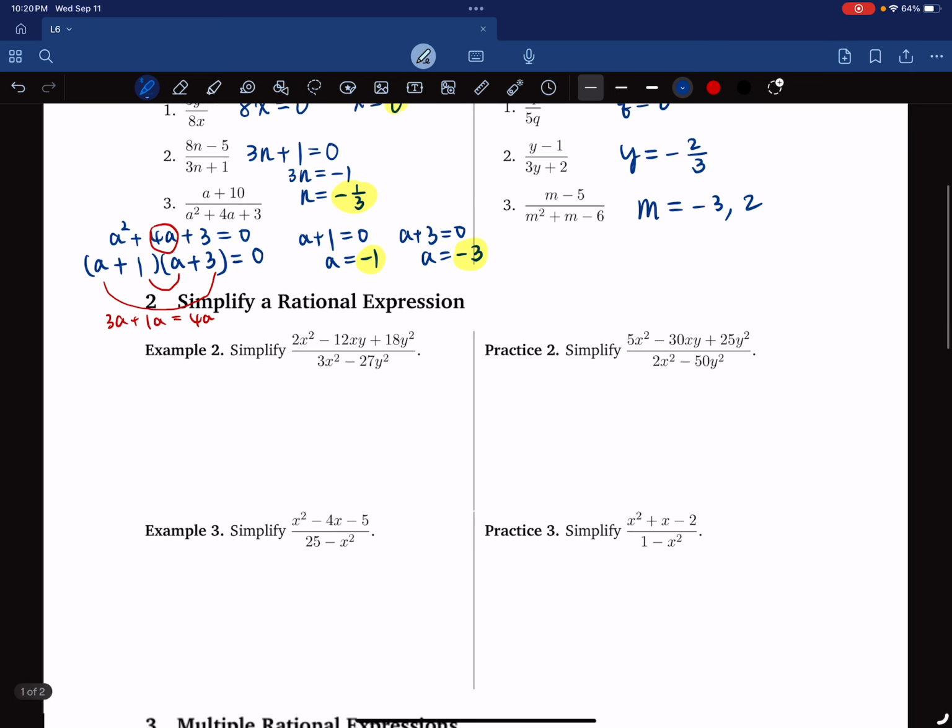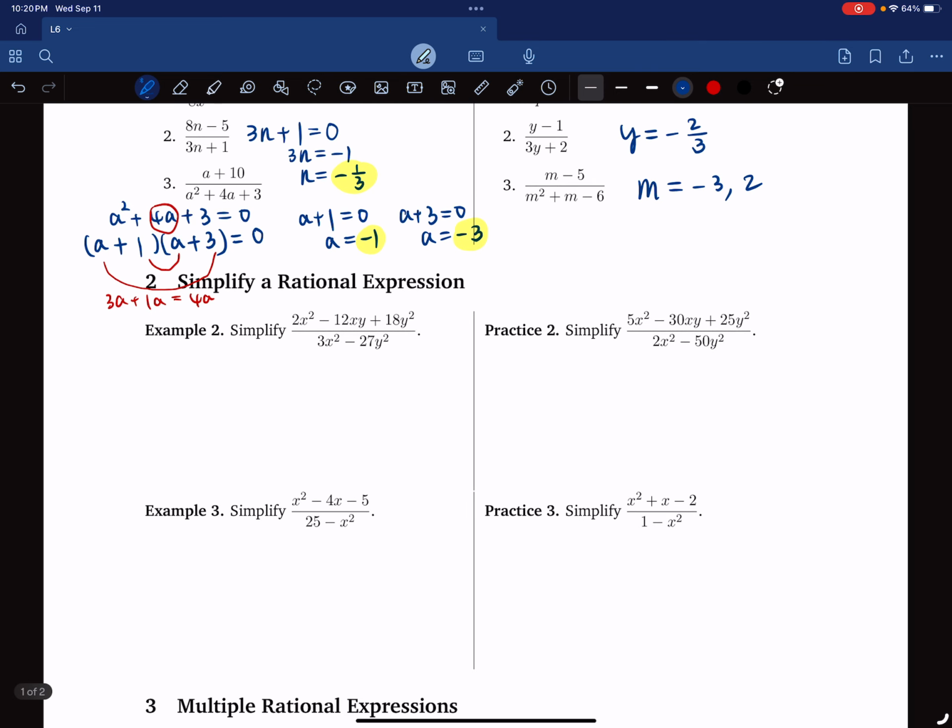Let's move on to the second section. The second section is about simplifying a rational expression, or in other words, simplifying the fraction. To simplify a fraction, the basic idea is that you're going to factor both the top and the bottom, and then you cross out the common factors that you see, which is very similar to how we simplify fractions, right?